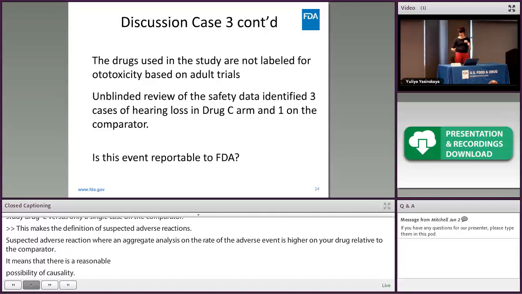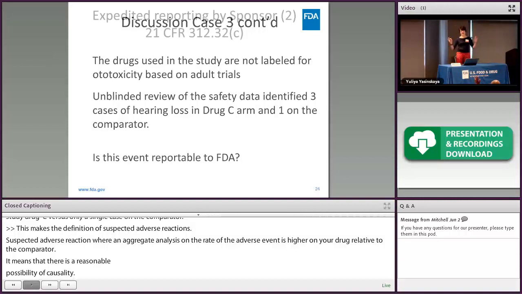And is this event reportable to FDA? Show of hands? That's right. You got it.